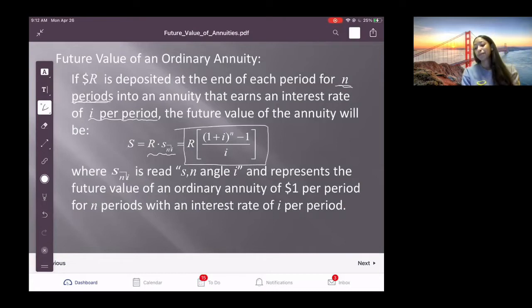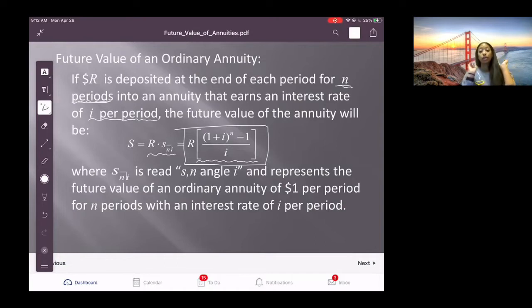S equals R times (1 plus I to the n power minus 1) all divided by I, where I is the interest rate per period and n is the number of periods. And then again, this notation, S n angle I, it just means how much would a $1 investment grow to over this time? So if your R is $1, what would you get? And that is just given by this term that's in the brackets.